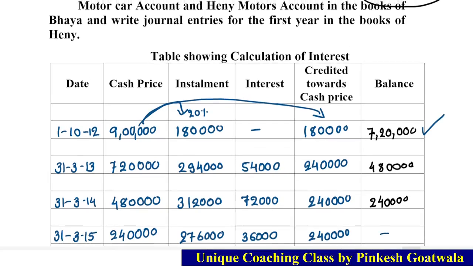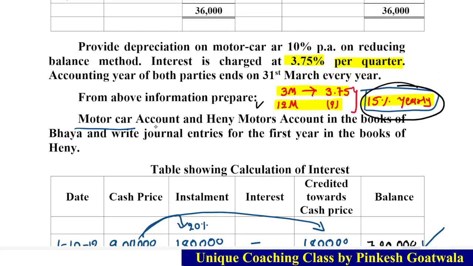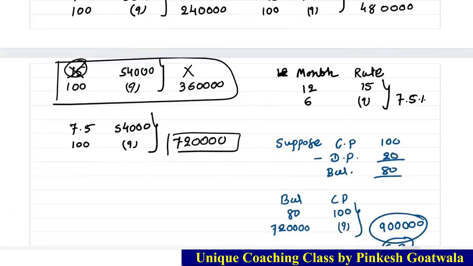And what we have to prepare is the motor car account and Haney motor account in the books of Bhavya, and journal entries for the first year in the books of Haney. So that's your homework. Okay, now let's solve another sum.